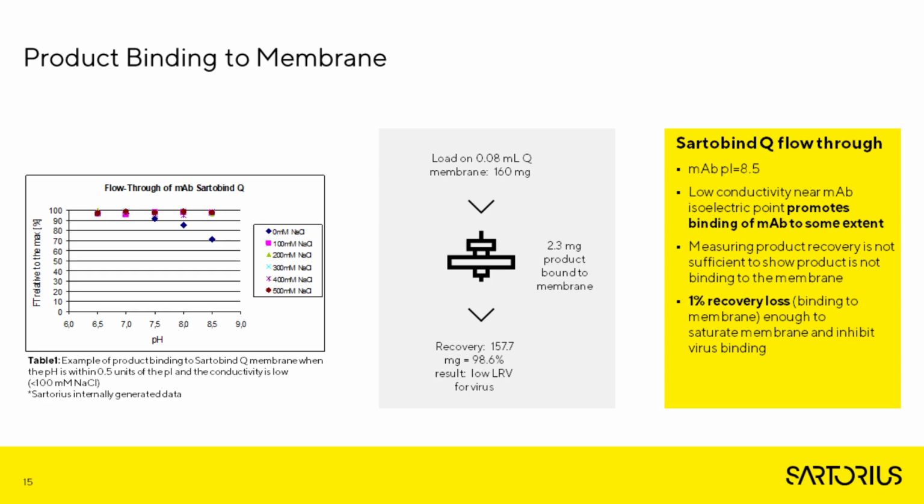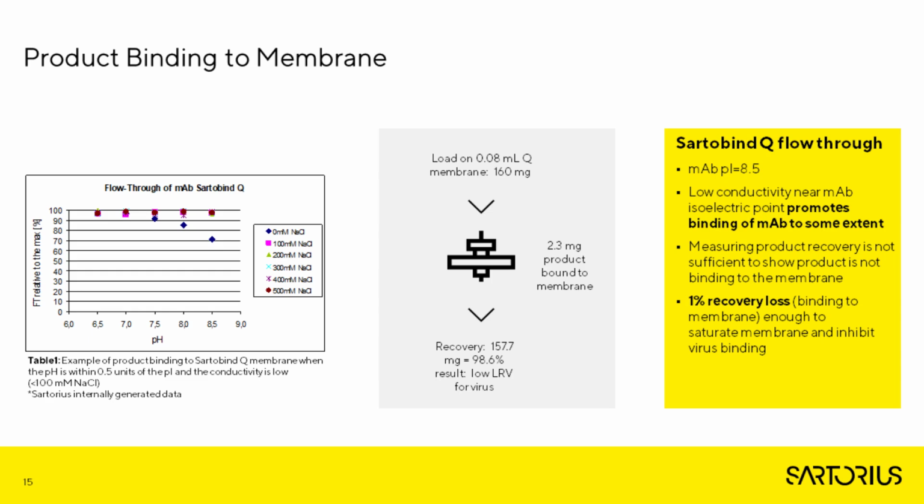And looking at the graph on the left, here we see an example of binding to the cytosine Q membrane when the buffer pH is within 0.5 units of the PI of the product, and the conductivity of the buffer is low. So here we have an antibody with a PI of 8.5. When the buffer is at pH 8.5 and the NaCl concentration is low, below 100, we can see considerable binding to the membrane. So just to clarify the graph, the y-axis shows flow through relative to the max, which means product concentration of load divided by product concentration in the filtrate. So a value of 100% shows no binding and complete flow through the membrane.